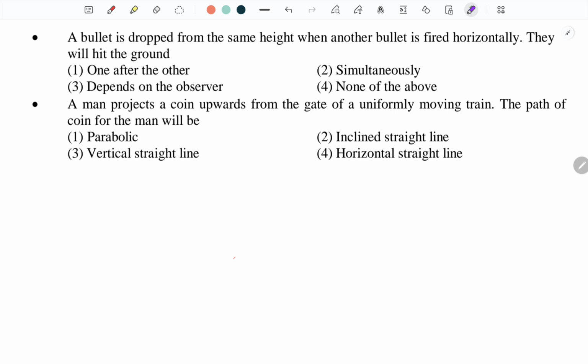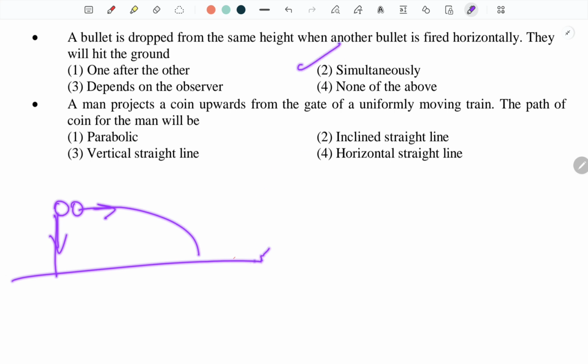All right, let us solve the next two set of questions, okay? A bullet is dropped from the same height when another bullet is fired horizontally. That is, one bullet is dropped from a height, and the other bullet is projected from the same height. This will be the figure for this. Now one bullet is being dropped, the other one is fired horizontally. They will hit the ground one after the other, simultaneously, depends on the observer, none of the above. Simple answer is this. Yes.